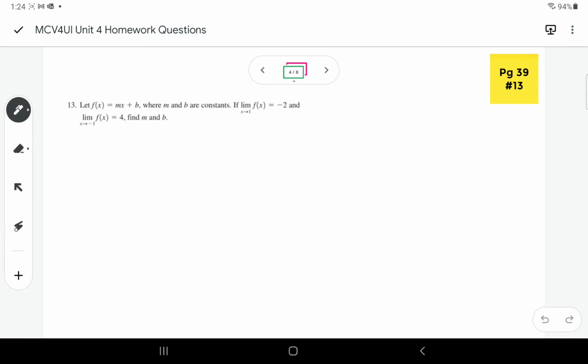Okay, so page 39, number 13. So f at x equals mx plus b, where m and b are constants. So if the limit as x approaches 1 of f at x is negative 2, and the limit as x approaches negative 1 is 4, find m and b. So the key here is that this is continuous and just a line.